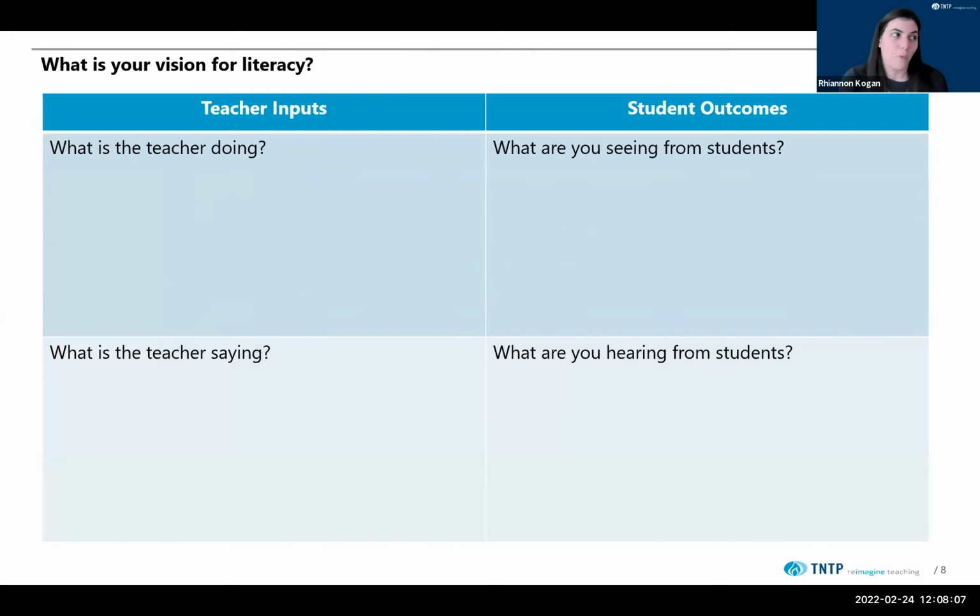Before we start, I want to take a few minutes to reflect on our current visions for literacy. So think about walking into a classroom that exemplifies strong instruction in your mind. Think about teacher inputs and student outcomes. What is the teacher doing? What is the teacher saying? What are you seeing from students? And what are you hearing from students?